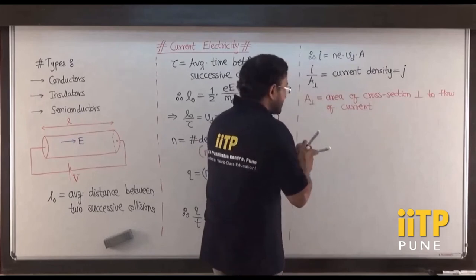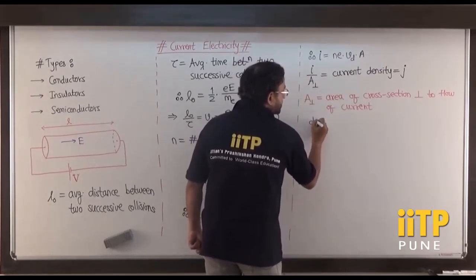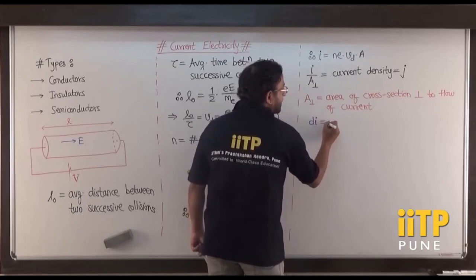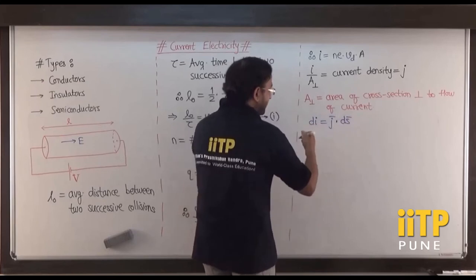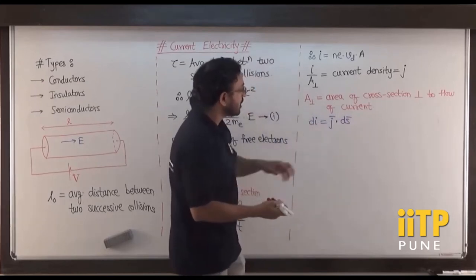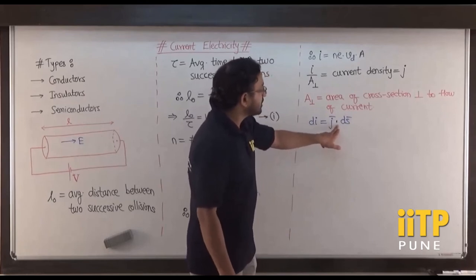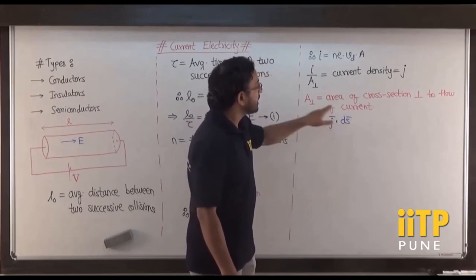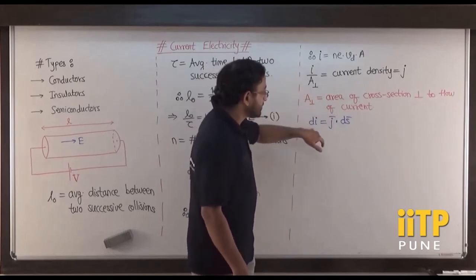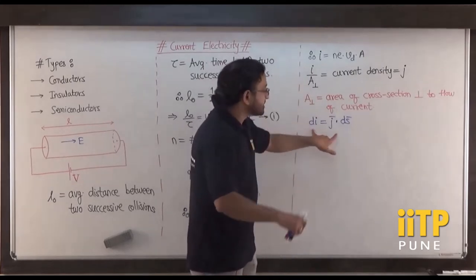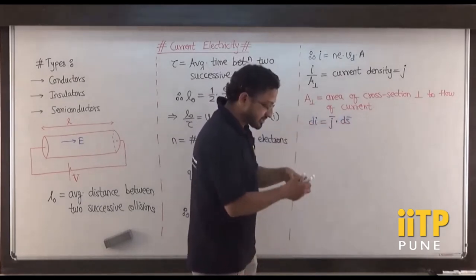And thus, in other words, if I want to figure out how much current is flowing through a small area, then dI will always be obtained by J dot dS, where dS is the surface area vector. So that dot product must be there. That dot product will ensure that the area we are taking is perpendicular to the flow of current. So dI, a small current passing through some area dS, is always obtained by J dot dS.